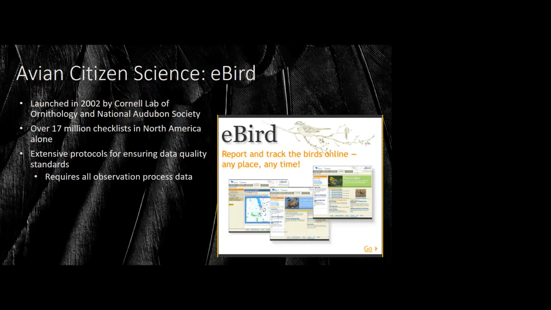So they require all observation process data, in terms of how many people were there and how many hours were used, in order to become official eBird data. They have automated filters, so any kind of rare sighting is going to trigger a local expert to look deeper into that observation. And I have personal experience with these regional experts really questioning and sometimes disregarding observations that I've made because they have not been supported by enough proof.